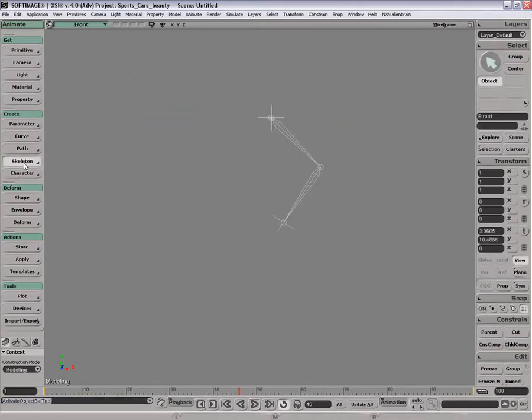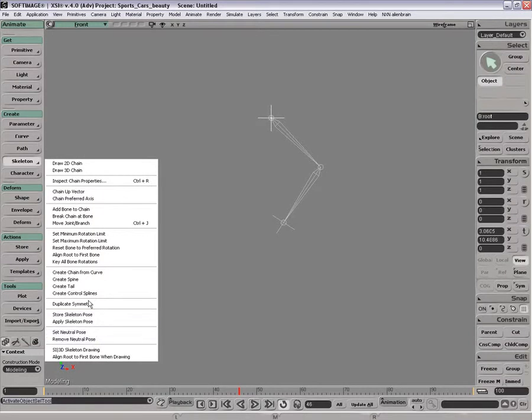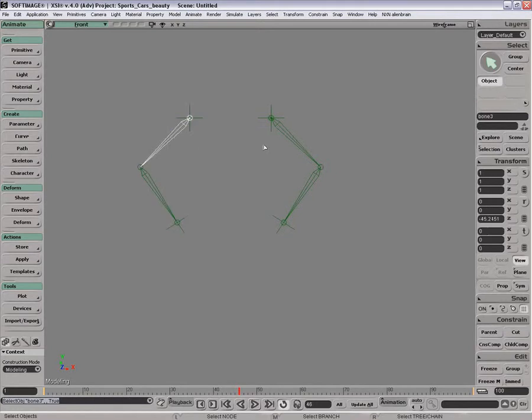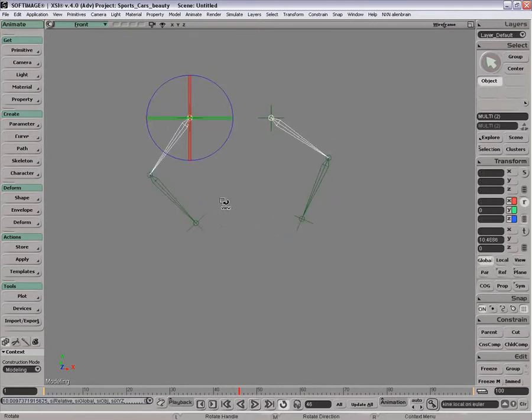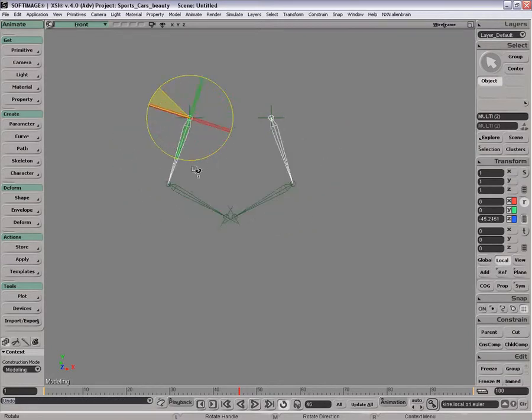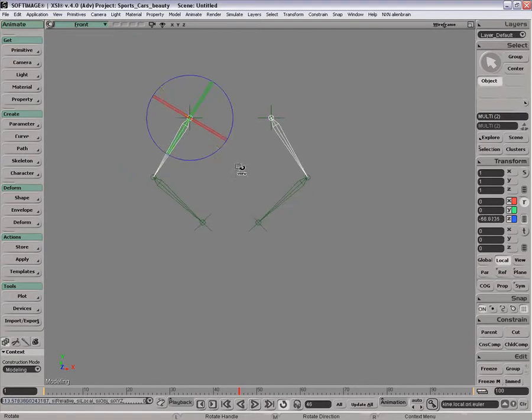But if I go in there and I turn off freeze negative scaling, which means it's going to invert the scaling on the other side, one arm's going to be in a right-hand space, one arm's going to be a left-hand space, and you're going to get what you want for animation, which is symmetrical. Hold on, you got to animate locally to do it. Is symmetrical manipulation. Now watch, this doesn't work in view mode because the view is global.